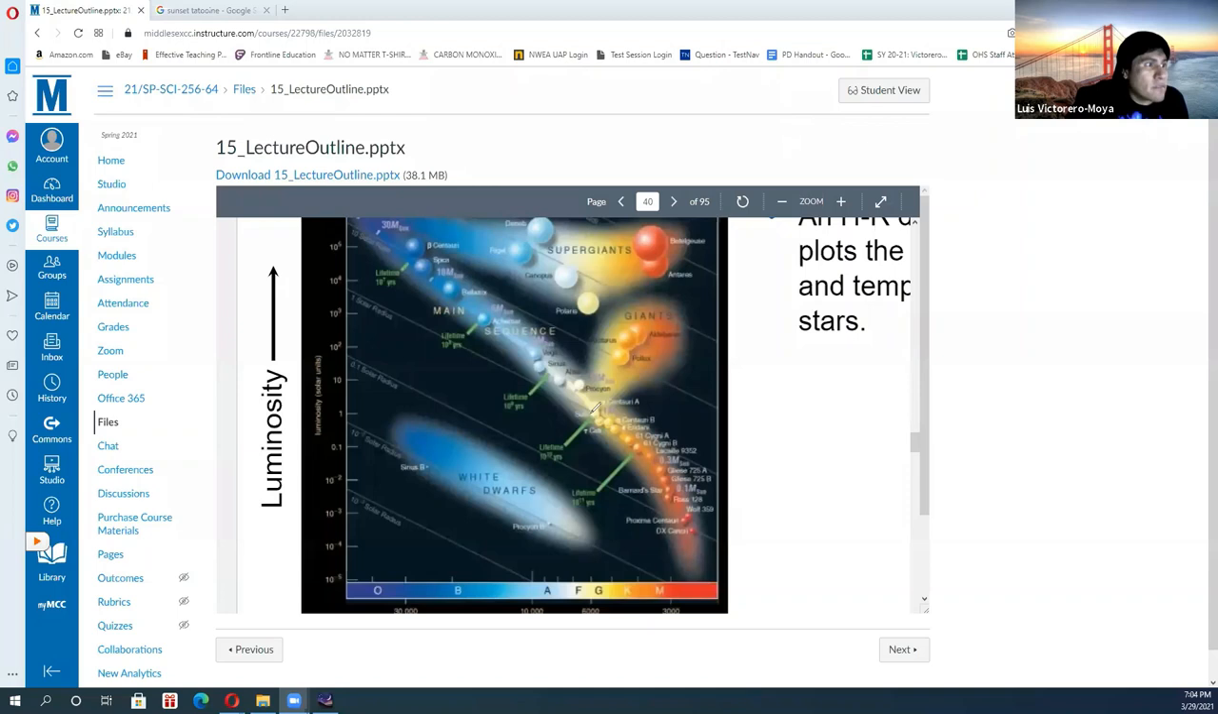The sun is determined by a temperature of 5,800, and a luminosity of 1. There can be cooler stars than the sun. Proxima Centauri is one of them.